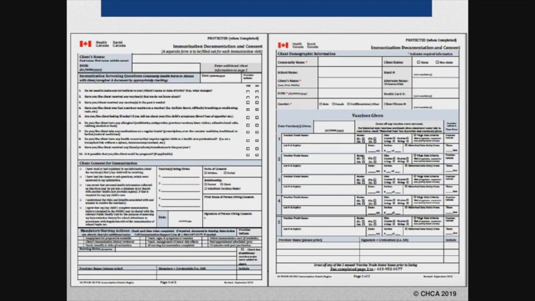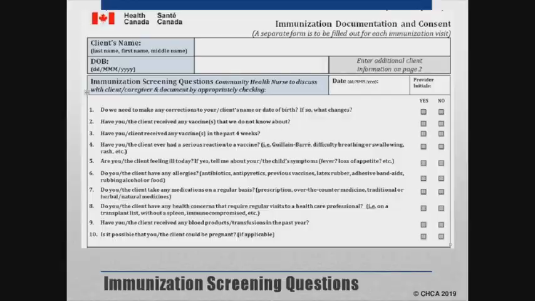This is a picture of what the immunization documentation and consent form looks like. And it's important that we complete this for every vaccine that's provided, including the influenza. Let's break it down a little bit closer. I'm sure that you're probably familiar with this, but it's important that we do review it.